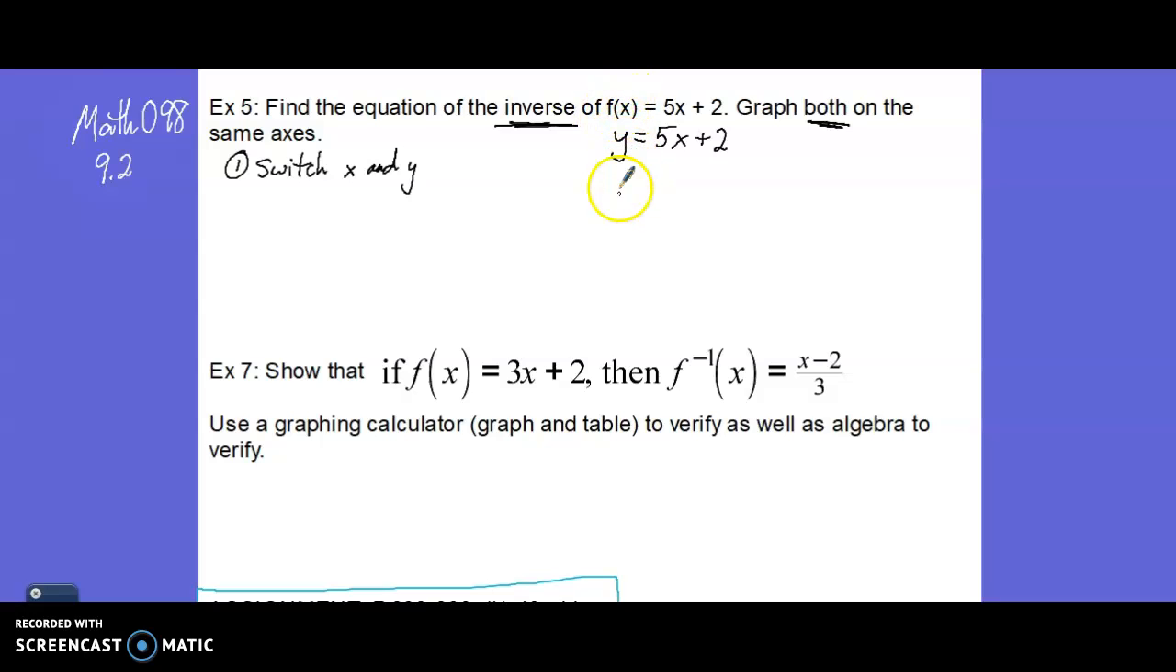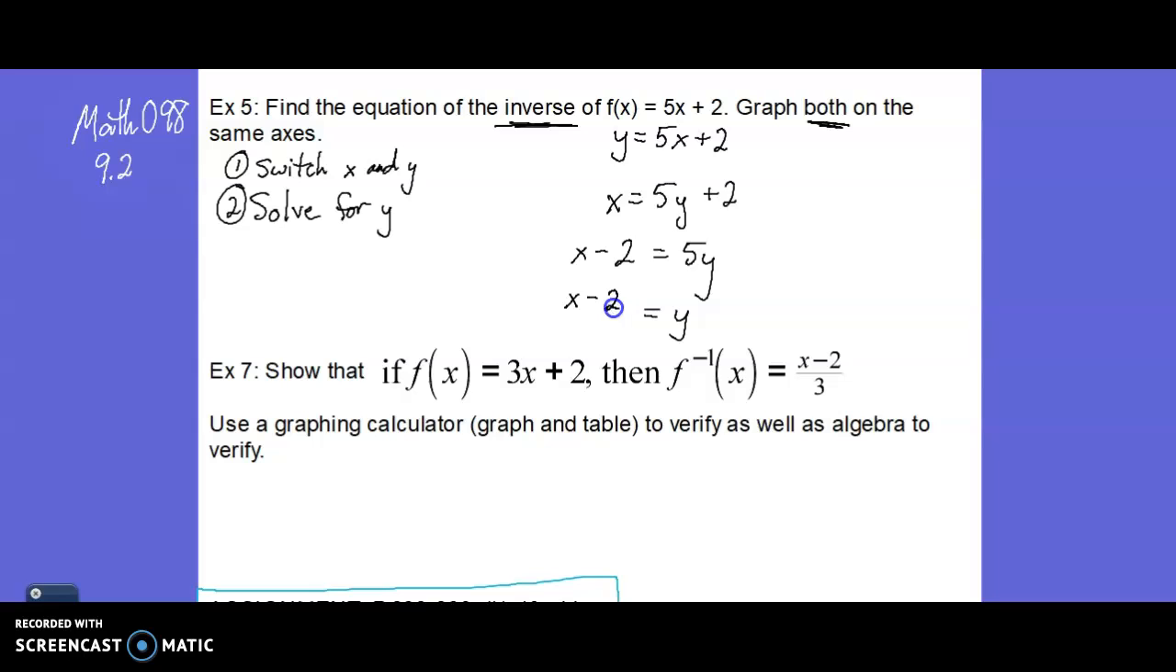So again, f of x means y, so my first step is to switch x and y. And then my second step is to solve for y. So this two-step process is just subtracting 2 to the left side. And I'm fine if you divide everything by 5 or if you divide each piece by 5. I'm indifferent on if you do. I'll just write them both out. x minus 2 all over 5, or, let's write it this way, x over 5 minus 2 over 5.